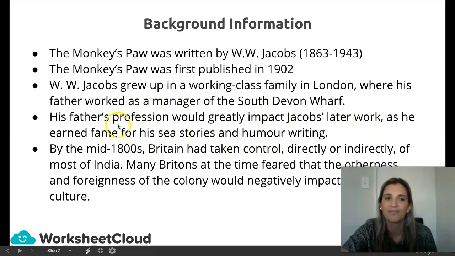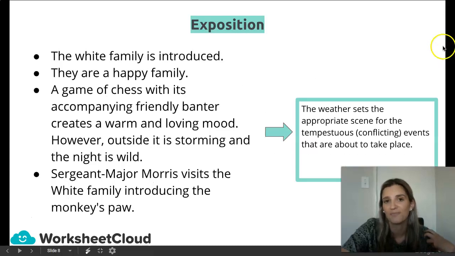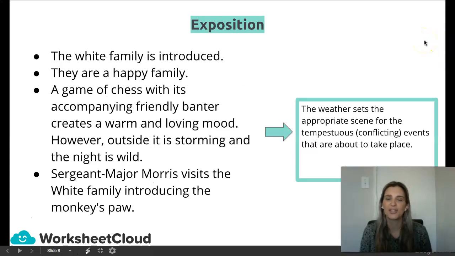By the mid-1800s, Britain had taken control, directly or indirectly, of most of India. Many Britons at that time feared the otherness and foreigners of the colony would negatively impact British culture. So you learn in the story that this Indian guru talks about this monkey's paw. So he gets his inspiration from this whole actual real life at that time. Right, so let's look at it.